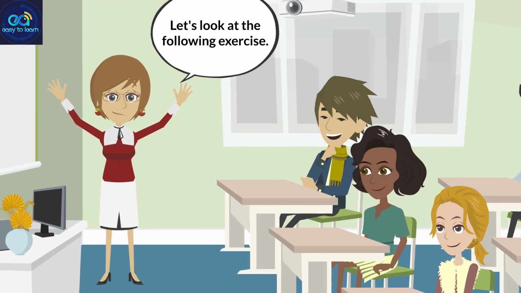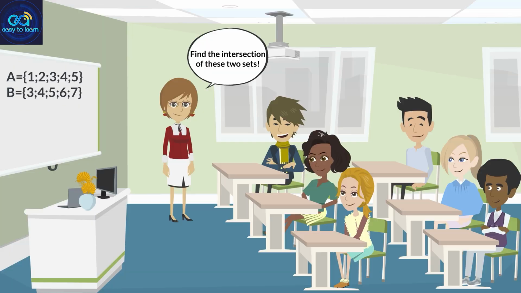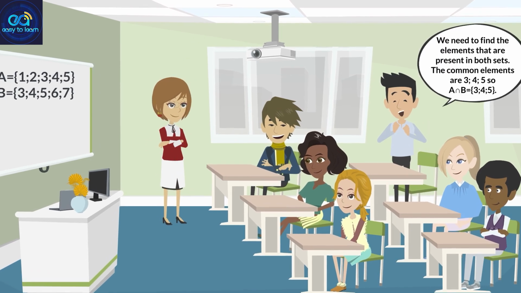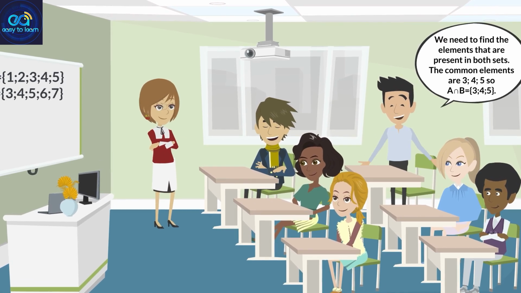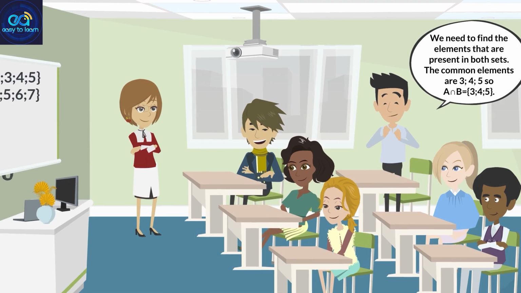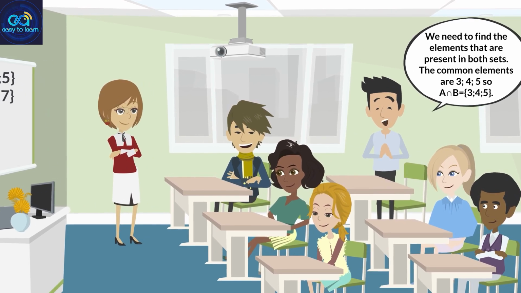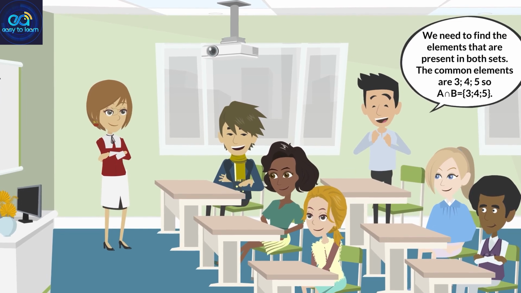Let's look at the following exercise. Set A: 1, 2, 3, 4, 5. Set B: 3, 4, 5, 6, 7. Find the intersection of the 2 sets. We need to find the elements that are present in both sets. The common elements are 3, 4, 5. So the intersection of A and B is 3, 4, 5.